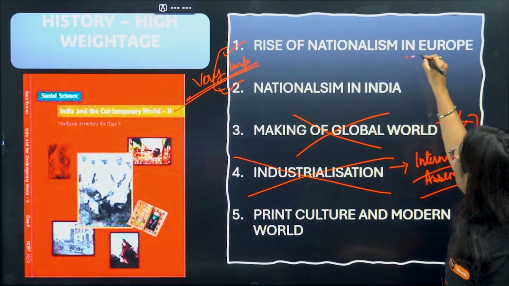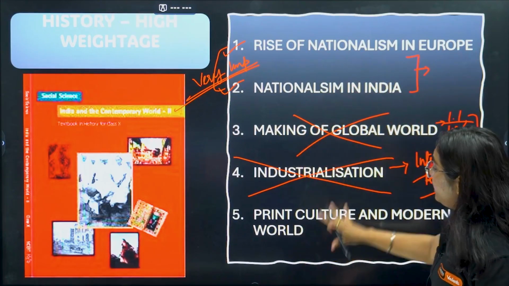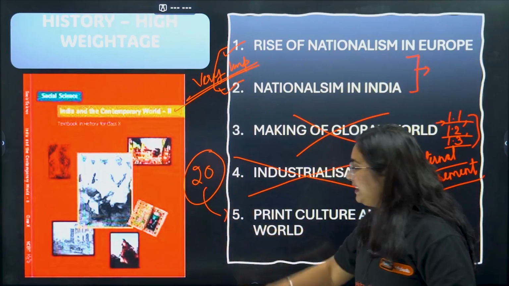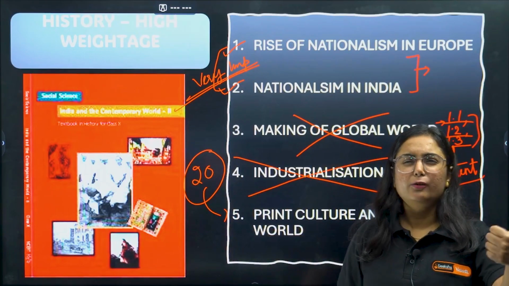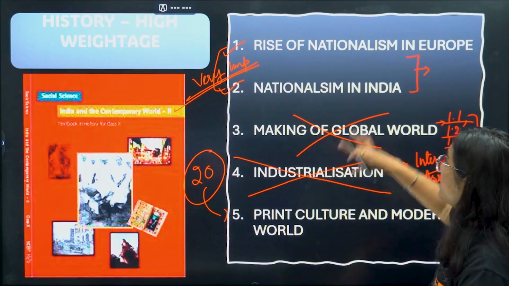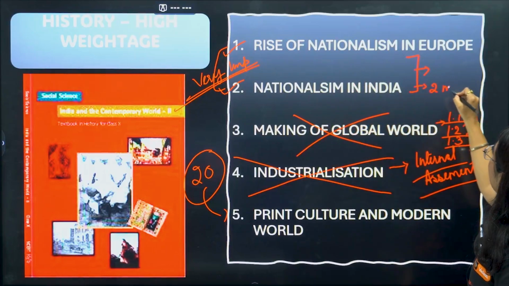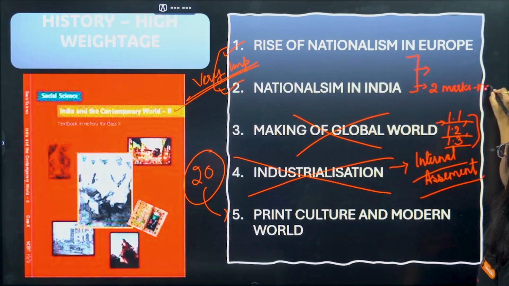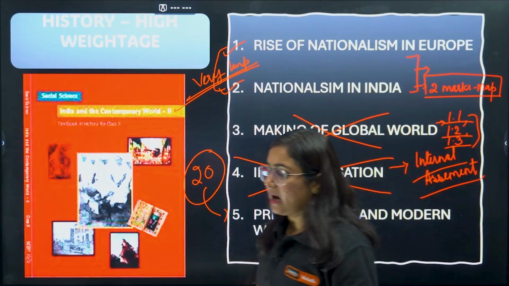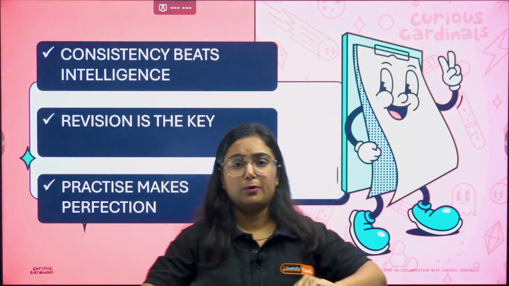Yes, but these 2 chapters alone have a very good weightage. Let me tell you, from these 3 chapters you are going to get 20 marks. The weightage for print and culture is less. Most probably there will be a 3 marker in objectives. The rest remaining are these 2 chapters. From nationalism in India, you will get 2 marks from map work. This is how these chapters are important. Study these 2 chapters thoroughly so that your preparation is very good.